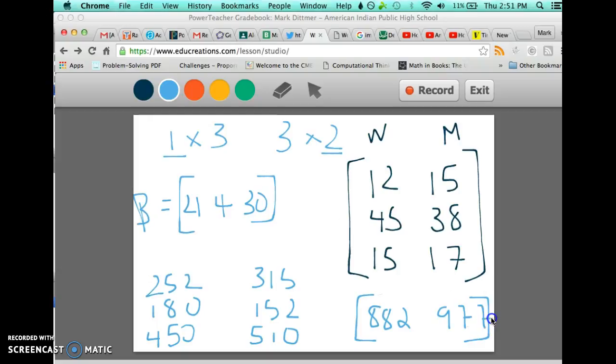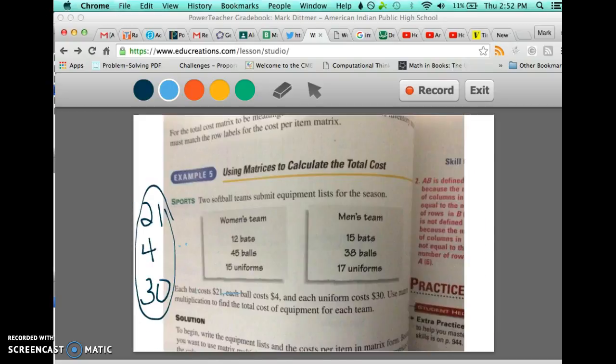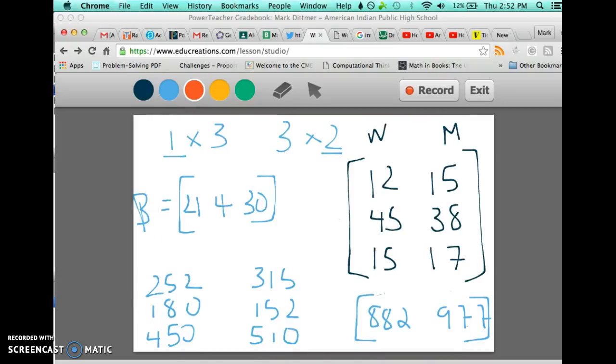And so there, we just did a word problem using matrices. And what it tells us is that the women's team's equipment costs $882, and the men's team's equipment costs $977.